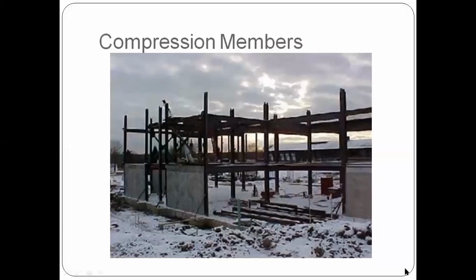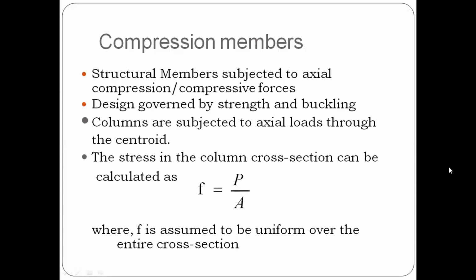So let me start. Here you can see the example of a steel compression member, which is positioned in a vertical way, right? So these are the compression members. This is a complete steel structure. So basically, how do you define a compression member? Structural members which are subjected to an axial compression or axial force. That is how we define a compression member, isn't it?